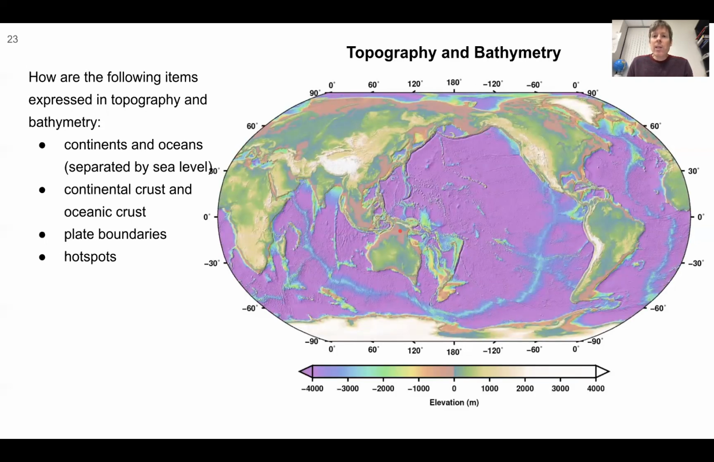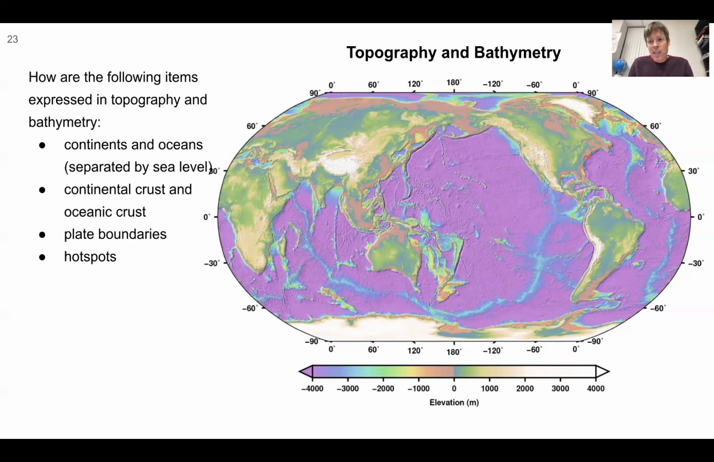So back to looking at topography and bathymetry, here are the following items expressed in topography and bathymetry. First, we have the continents and the oceans. That's kind of the obvious, most familiar one. Zero sea level gives us the difference between the continents and the oceans. But we also have, more relevant to us, the distinction between continental crust and oceanic crust. And there, really look at the red. The red is giving us a better idea of the continental margin.